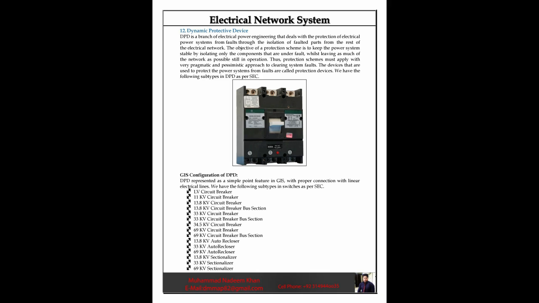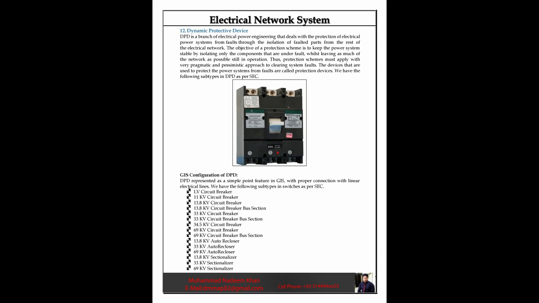12. Dynamic protective device. DPD is a branch of electrical power engineering that deals with the protection of electrical power systems from faults through the isolation of faulted parts from the rest of the electrical network. The objective of a protection scheme is to keep the power system stable by isolating only the components that are under fault, whilst leaving as much of the network as possible still in operation. Thus, protection schemes must apply a very pragmatic and pessimistic approach to clearing system faults. The devices that are used to protect the power systems from faults are called protection devices.